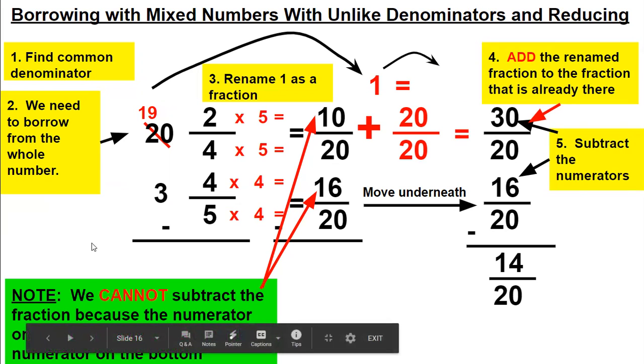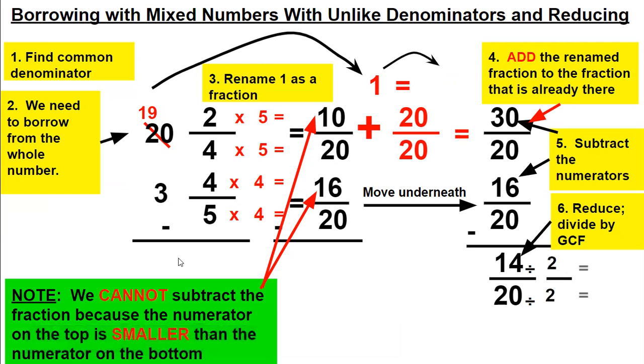All right. Now, notice something. We have to reduce 14/20ths by 2, right? We have to divide the top and the bottom by 2, the greatest common factor. So divide top and bottom by 2. 14 divided by 2 is 7. 20 divided by 2 is 10. Okay, we had to reduce that time.